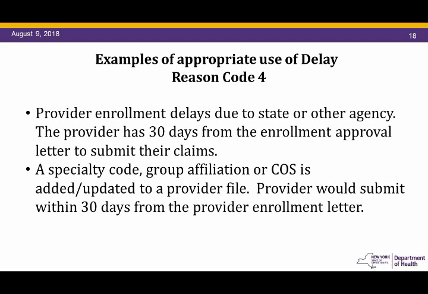Examples of when delay reason code 4 would be appropriate. Provider enrollment delays due to state or other agency. The provider has 30 days from the enrollment approval letter to submit their claims. Or a specialty code, group affiliation, or category of service is added or updated to a provider file. The provider would submit within 30 days from the provider enrollment letter.